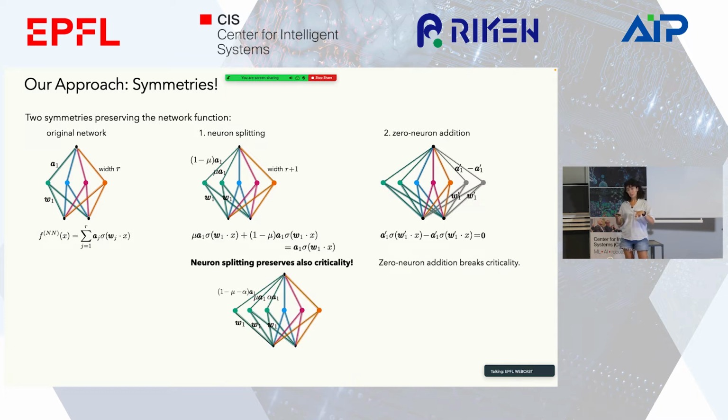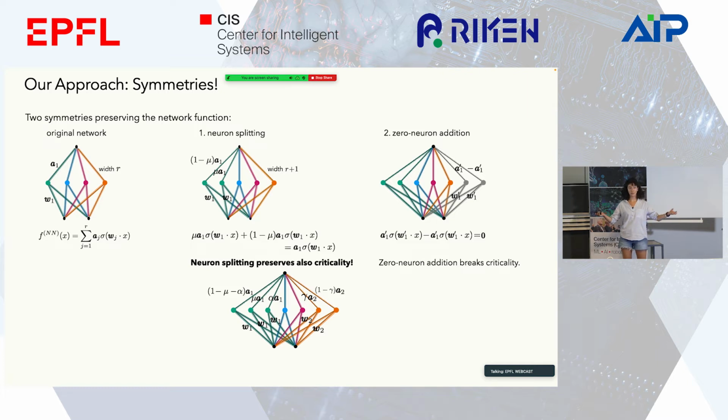And what we are going to do today is that we can apply these symmetries over and over again. So I added one neuron in the first picture. Now I'm adding another green neuron by splitting it again into two pieces. So I have the same network function, and criticality is still preserved. And I can also split another orange neuron. It is the same story.